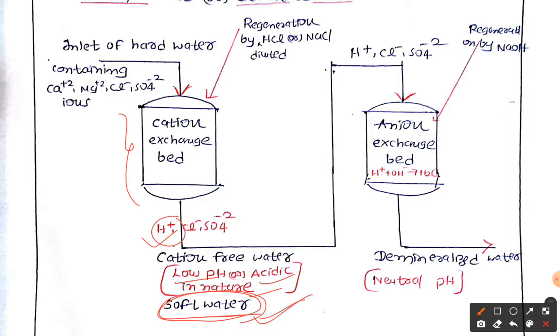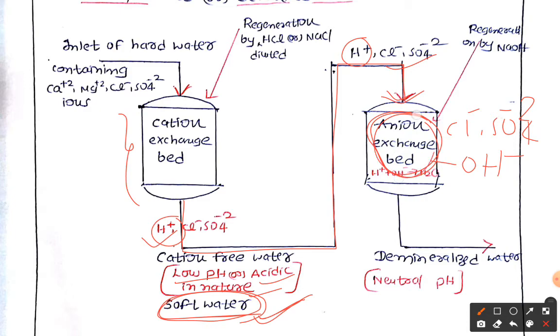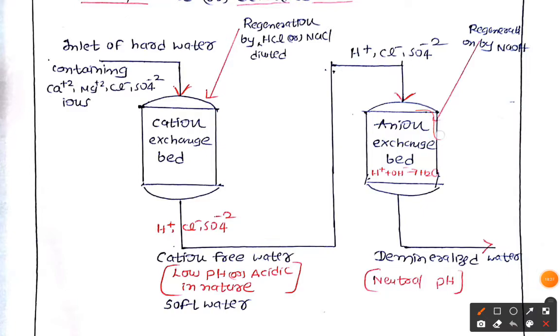Next, the water from the cation exchange bed you pass into the anion exchange bed. Here you can see, along with the H plus, we have the anions. Now once you pass it, there is an exchange of anions. We remove the chlorides and sulfate. This bed has OH minus in the resin, how it is there I will explain in the reactions later. So the anions are trapped.